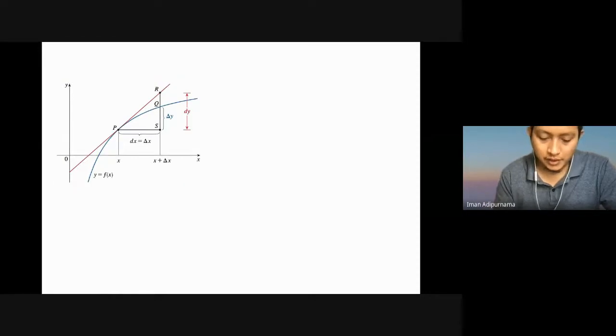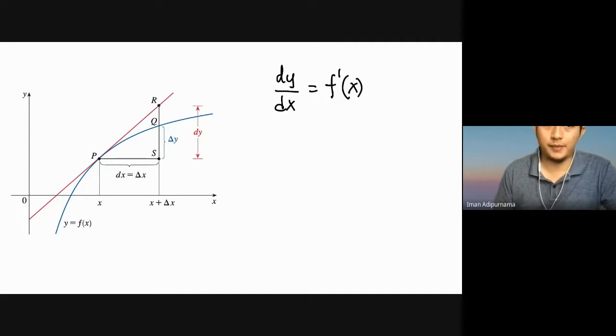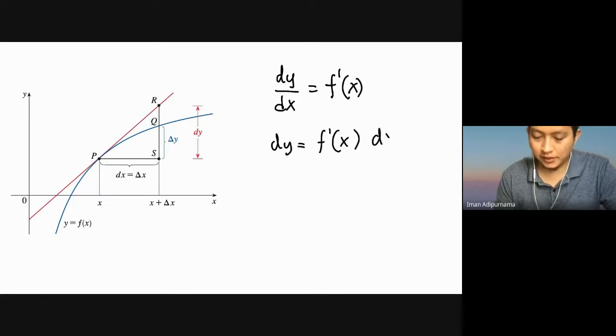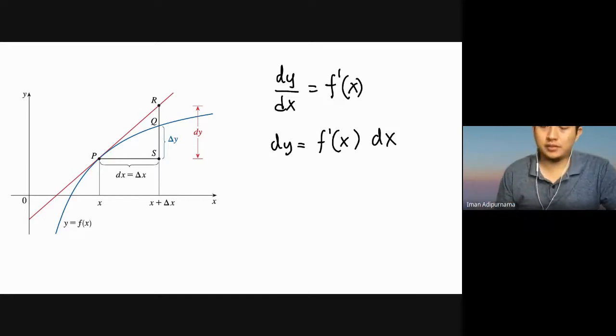Okay, remember that when you have the tangent line, you want to find the first derivative. You have dy/dx equal to f prime x, right? Well, you can rewrite this in terms of dy equals f prime x dx. Okay.